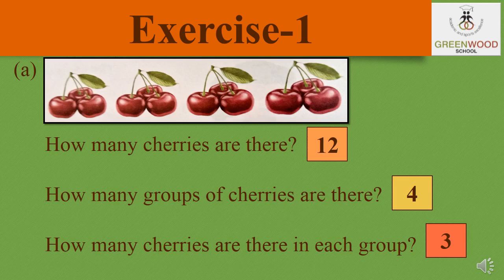So do you know the table of 4? 4 ones are 4, 4 twos are 8 and 4 threes are 12. That means when we take 4 groups of 3 cherries, the total comes 12.